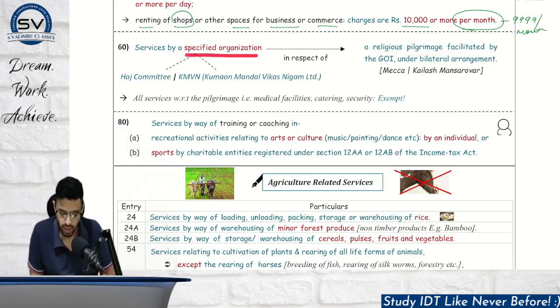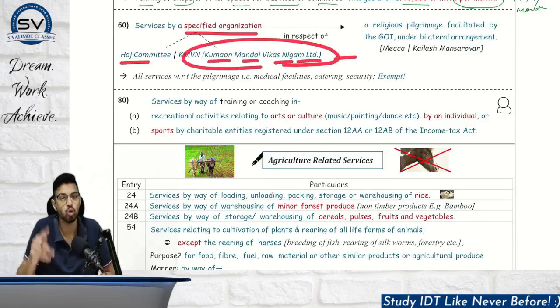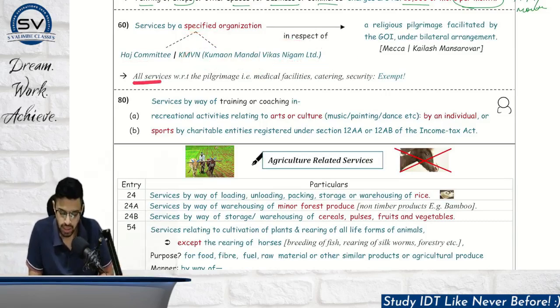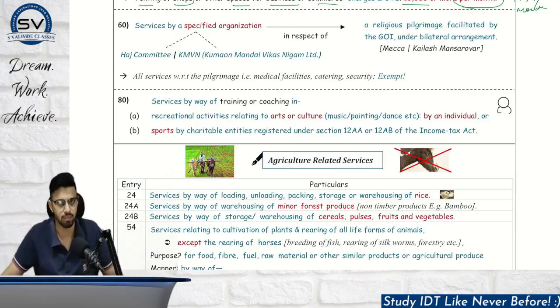So these specified organizations are the Hajj Committee and Kumaon Mandal Vikas Nigam Limited. This is of the Uttarakhand government. All services with respect to pilgrimage are exempt. Point to be noted, we are using the words in respect of. So for example, 1000 rupees is charged with respect to this yatra, out of which that 1000 includes my food, accommodation and security services also. The police which accompanies and ensures that the journey is taking place properly.